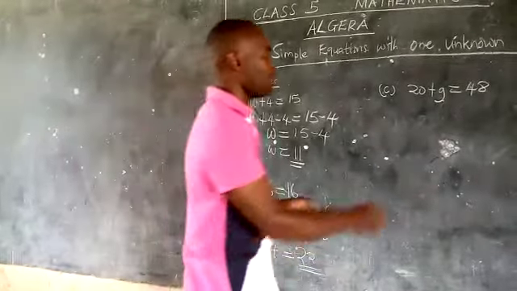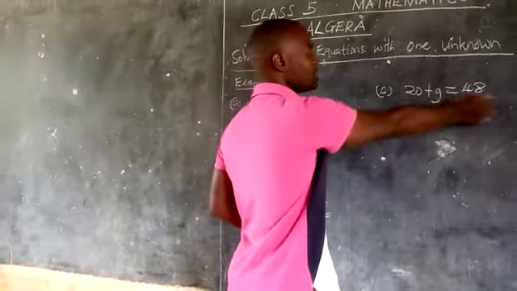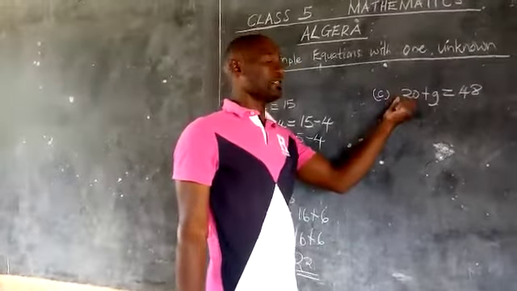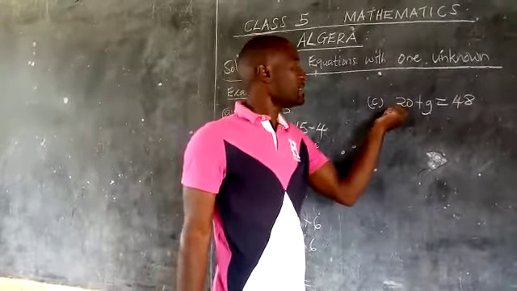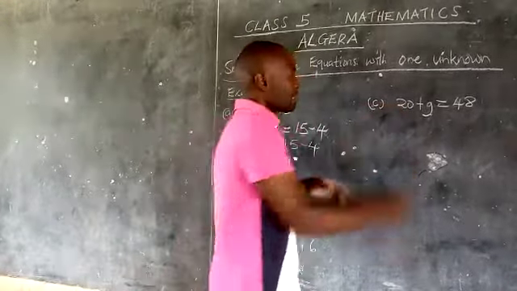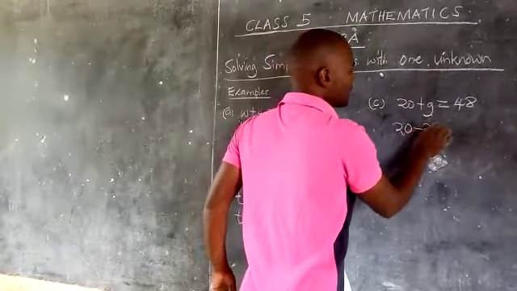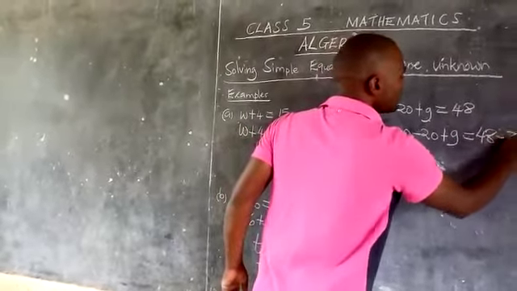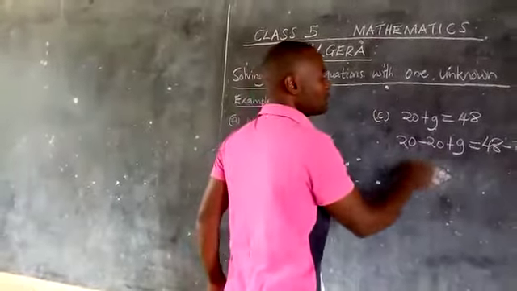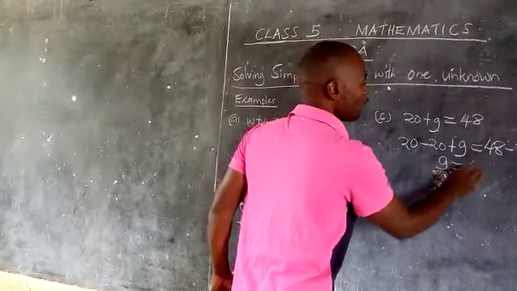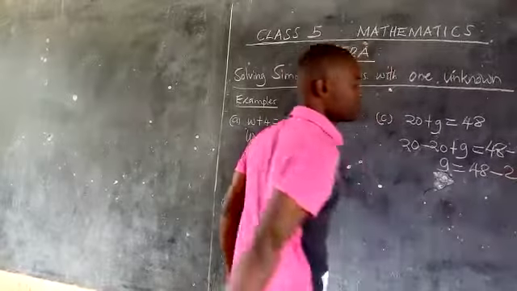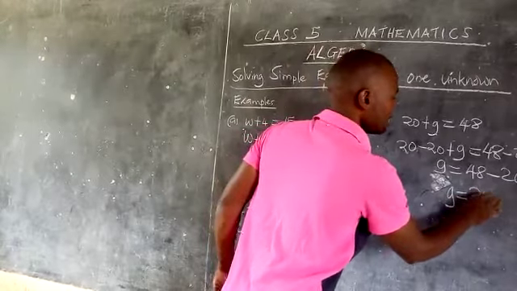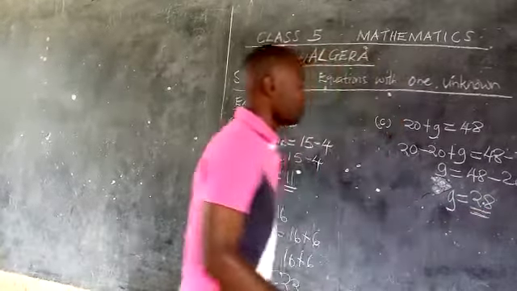Then the last example, we have 20 add G is equal to 48. So here the operation sign for 20 is addition. So we shall say now 20 subtract 20 add G is equal to 48 subtract 20. So here we shall remain with G. So G is equal to 48 subtract 20. Now the value of G is equal to 28.